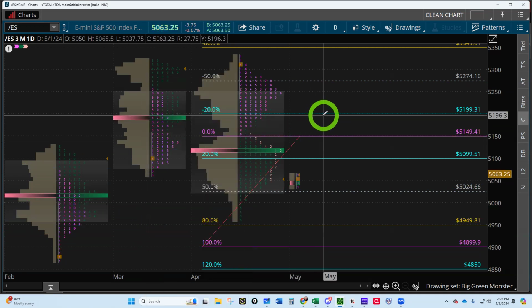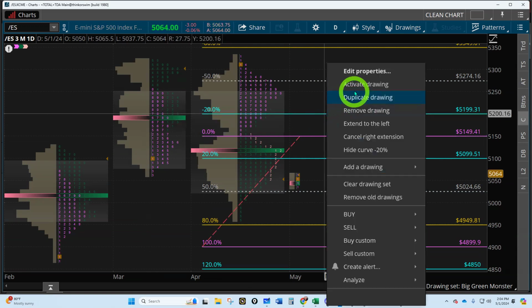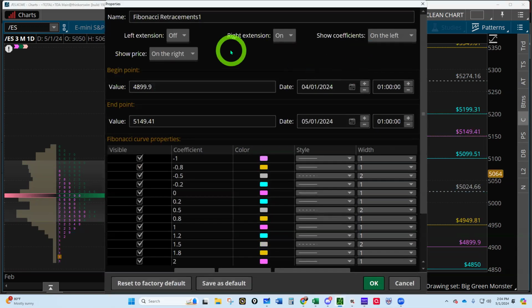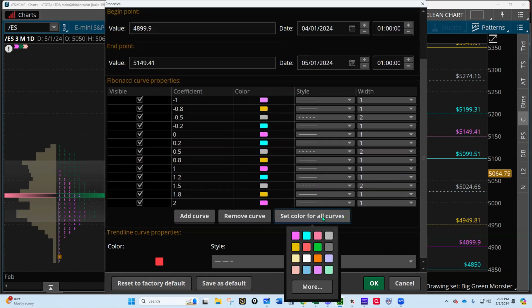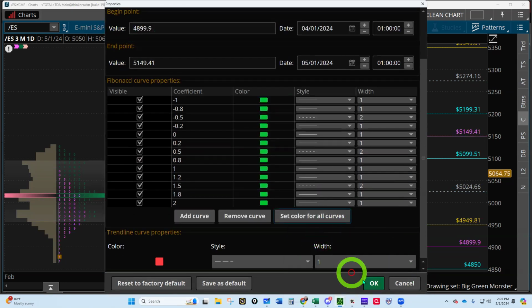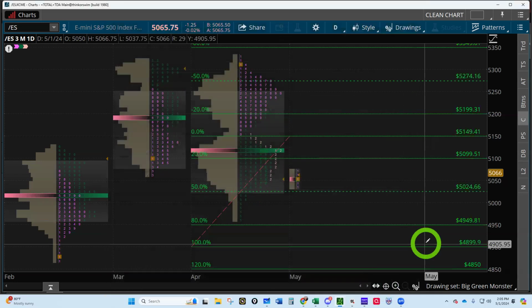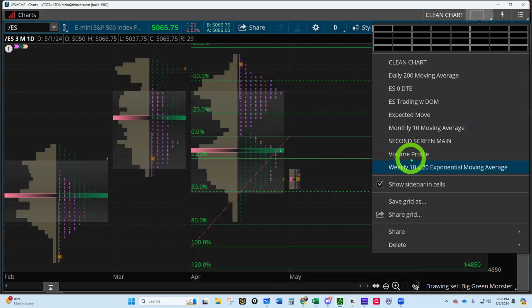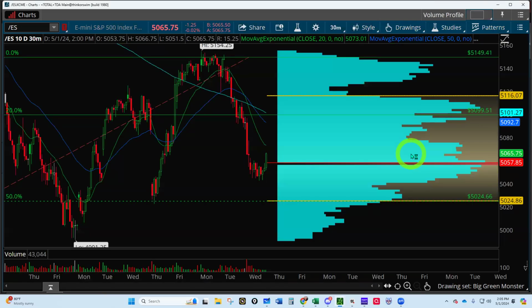Now we make this green. So we edit properties. And we call this April for May. And we make it all green. That's our green monster. I guess we could call it the orange monster, but we call it the green monster. So then we go back to the volume profile. And looky there. It's amazing how it works, isn't it?